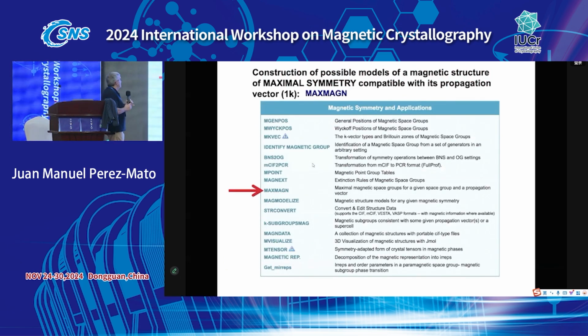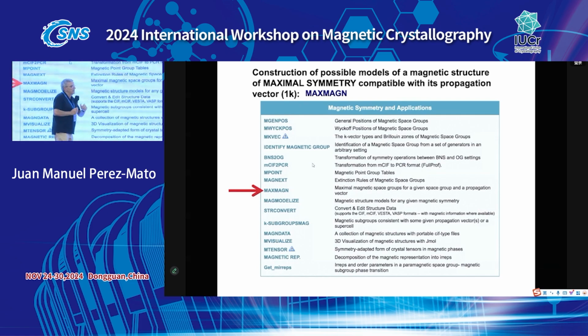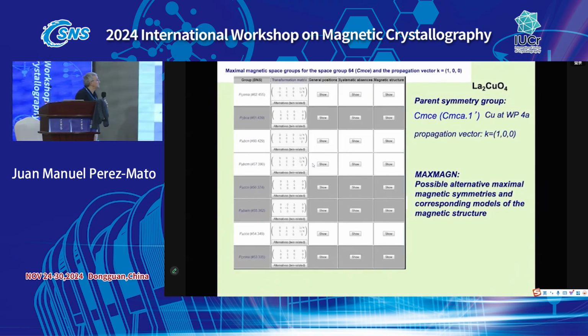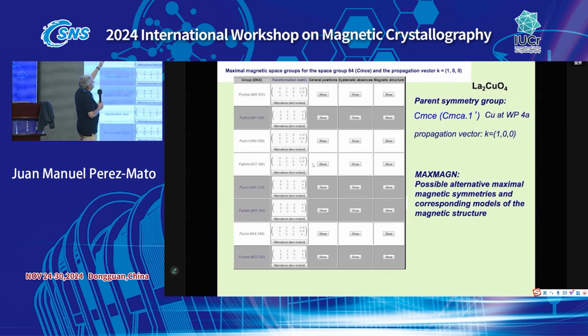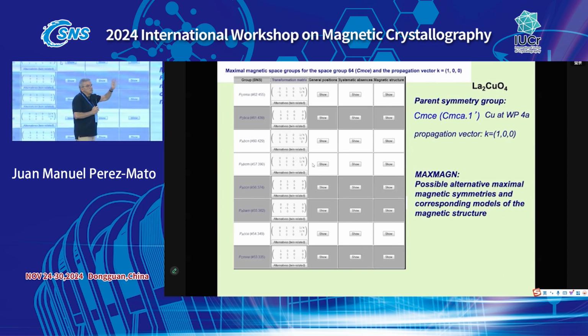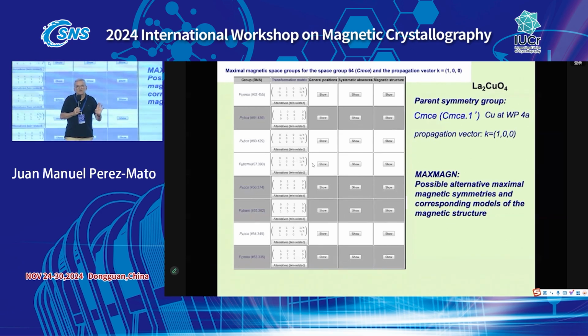And that's why we have this program, which is MaxMagn, for the maximal magnetic space groups for a given space group and a propagation vector. It does not construct and calculate all the possible symmetries, only the maximal ones. For this other case, the first thing that one introduces is only the parent space group, then the propagation vector, and nothing else. That's the only thing that you have to include.